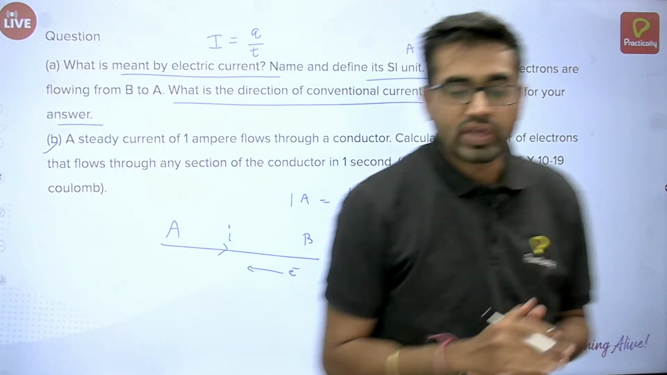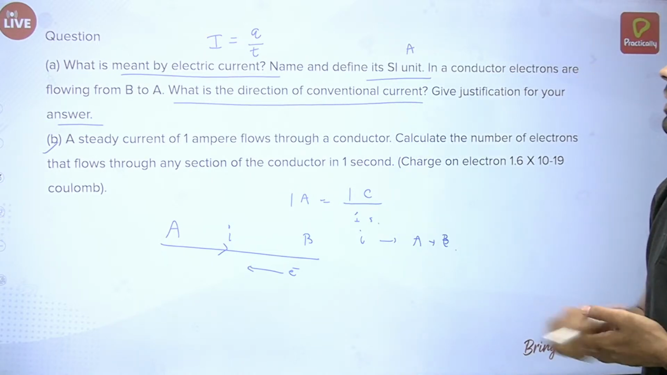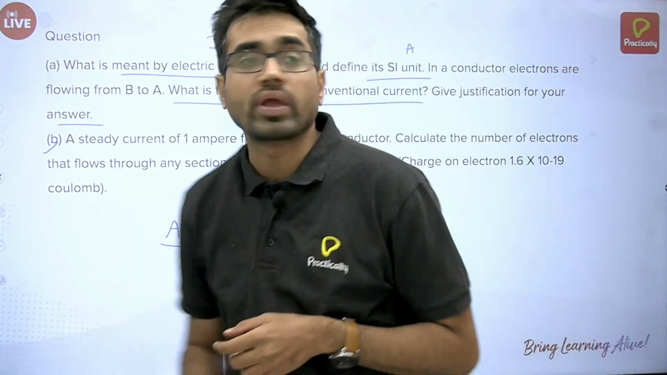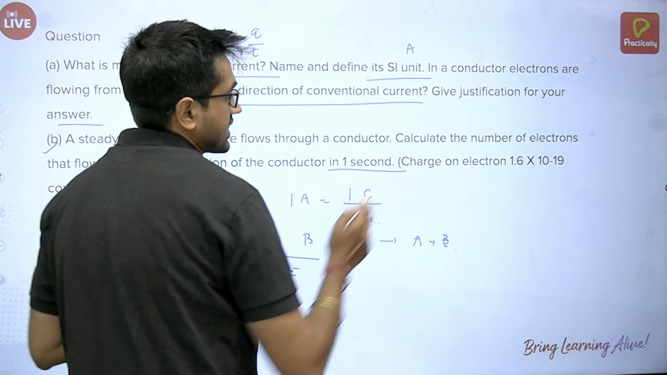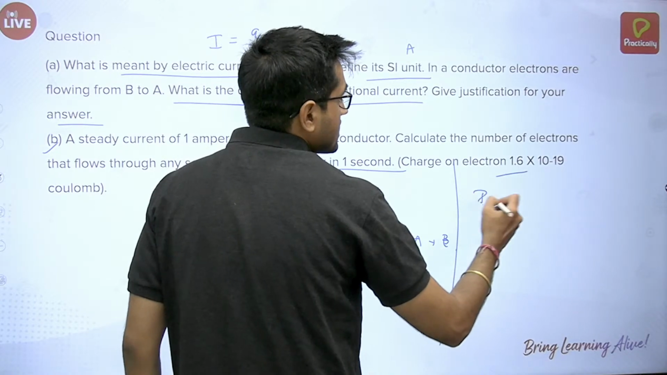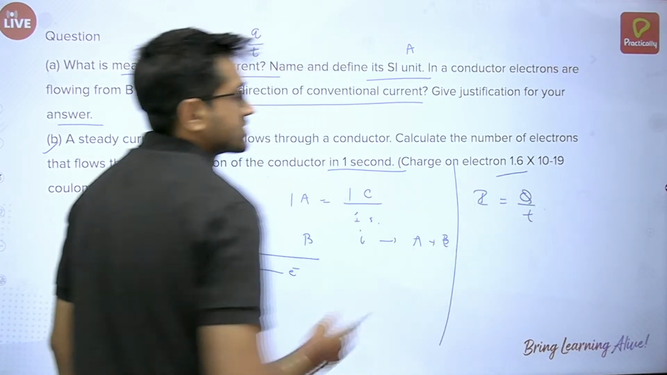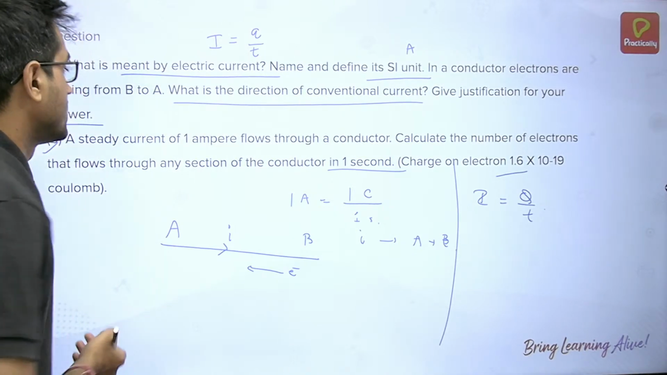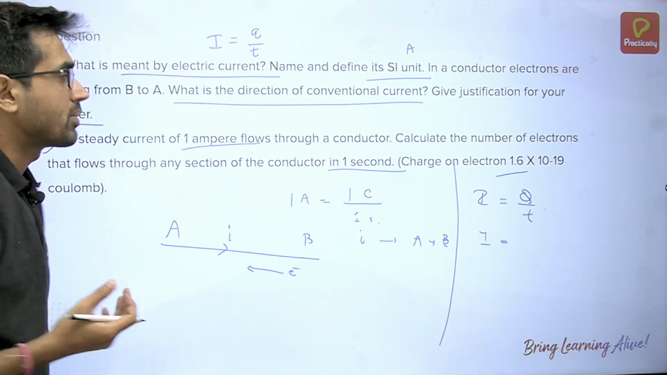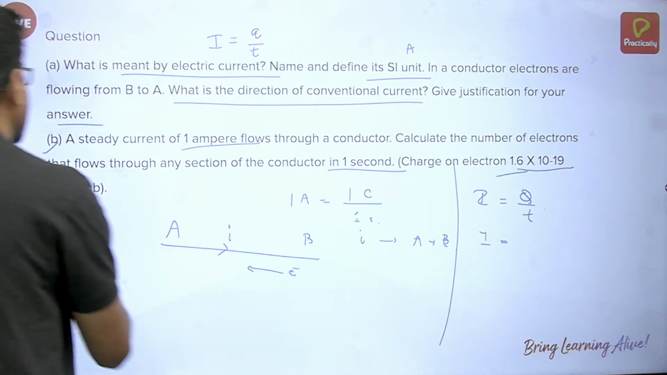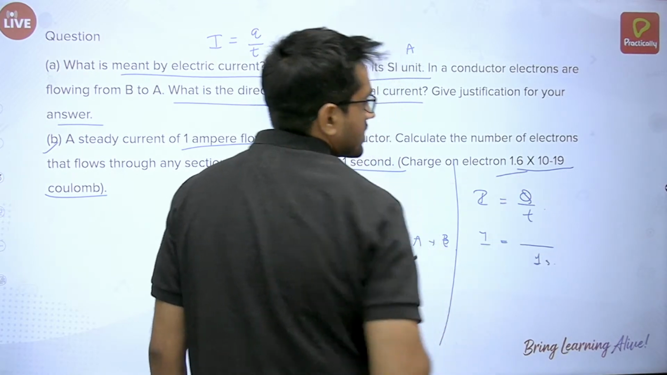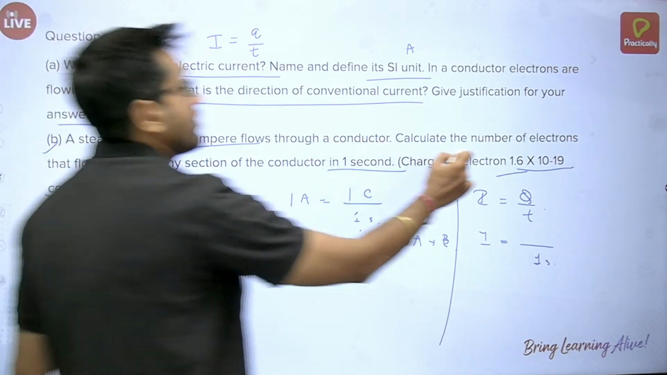Next question. It says a steady current of 1 ampere flows through a conductor. Calculate the number of electrons that flow through any section of the conductor in 1 second. Now we know that current I is Q by T. Rate of flow of charge is nothing but the current. Now it is saying that the current is 1 ampere, and the charge on an electron is 1.6 into 10 to the power minus 19 coulomb. And the time is 1 second.